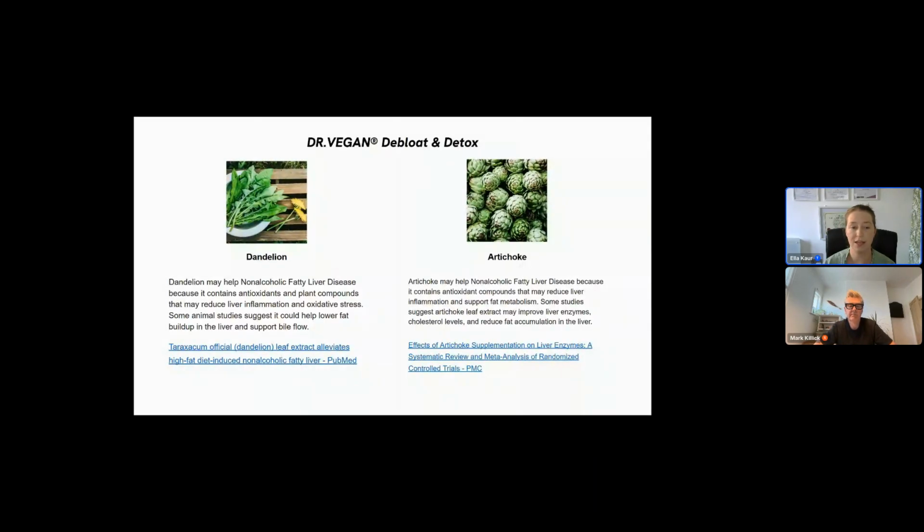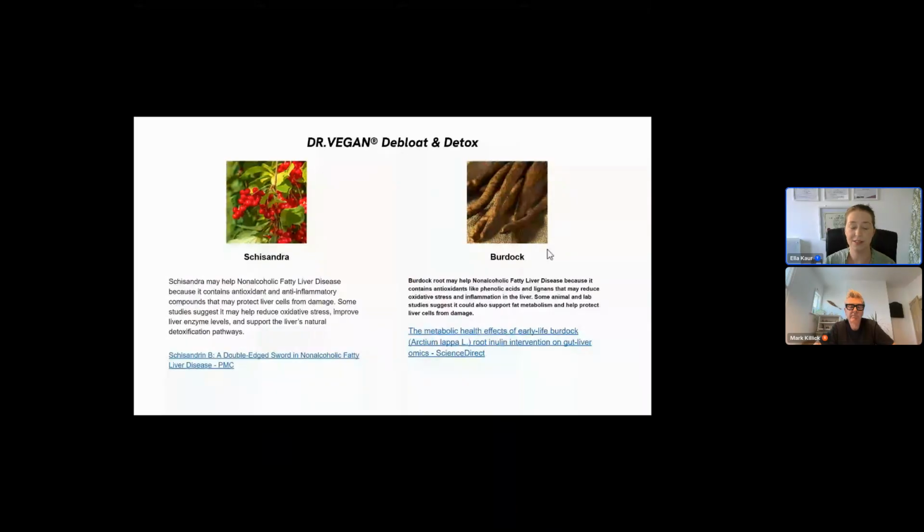So we also have in here sandra berry. Again, that helps fatty liver disease because it has antioxidant and anti-inflammatory properties. Also, studies suggest that it does reduce liver oxidative stress, improve the liver enzyme levels, and support the liver's natural detoxification pathways.